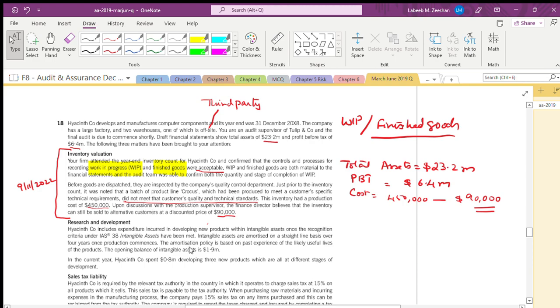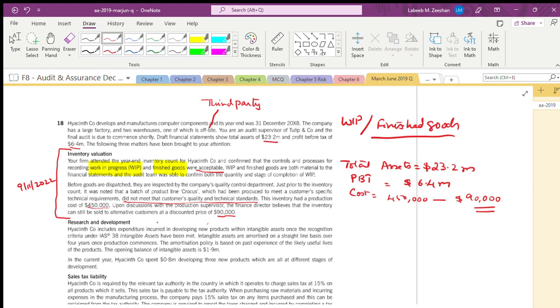Now, based on work in progress and the finished goods only, we have to do what they say. They said that they are recording it. Again, we have to make sure that the recording is as per the requirements. They said that the quality is the most material. They are talking about confirming the quantity and stage of completion. Again, we have to recalculate, reperform, observe, inspect. Is it right? These are the things again we have to mention.